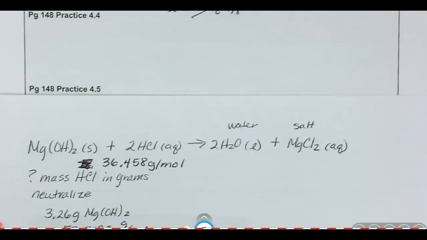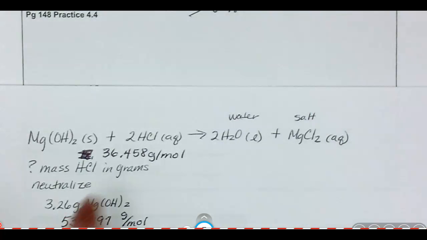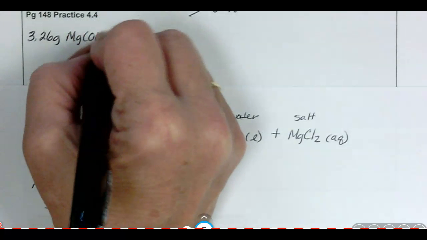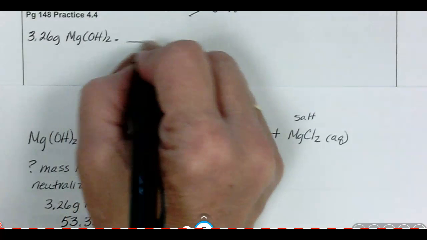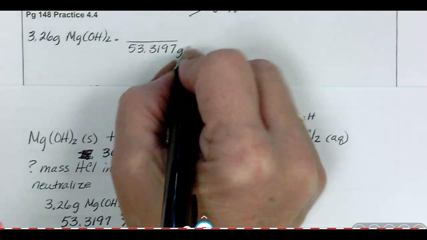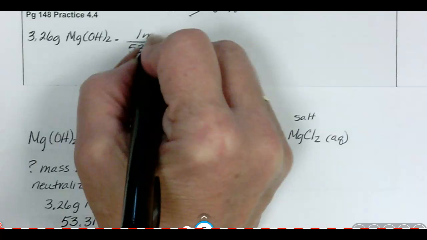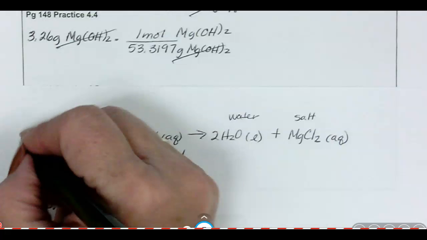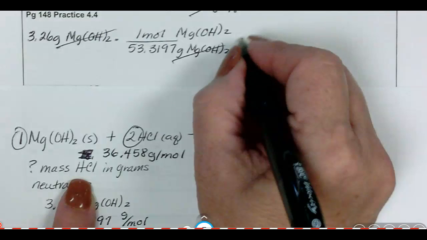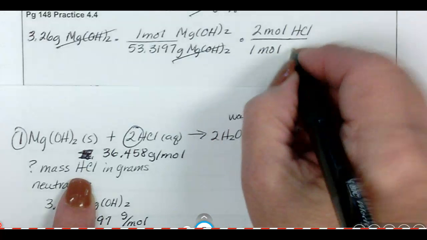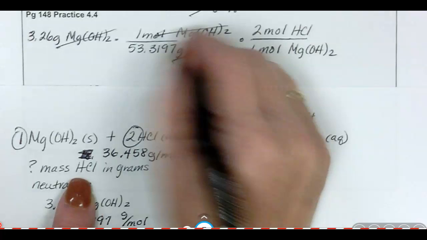So again, we're going to start with our given, 3.26 grams of magnesium hydroxide. I'm going to do a gram to mole conversion. So we said it was 53.3197 grams for 1 mole. Okay, cancellations. So now I'm at my moles. I need to now go to hydrochloric acid. So I go back and look at my coefficients. So it's a 2 to 1. So 2 moles of hydrochloric acid for every 1 mole of magnesium hydroxide.